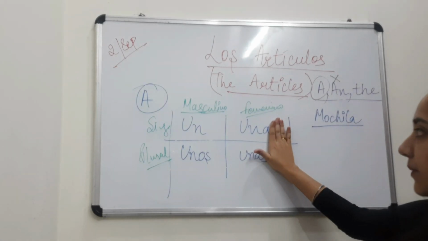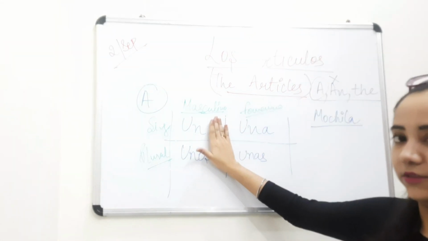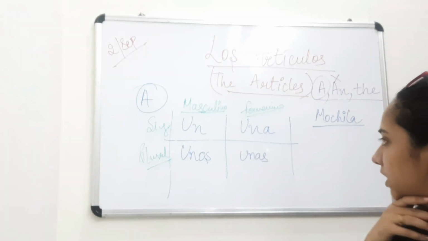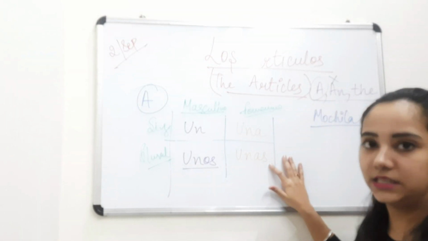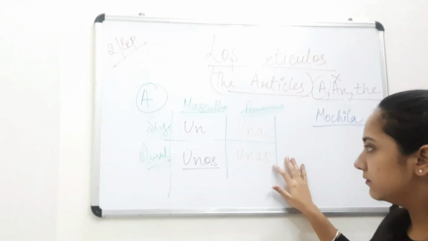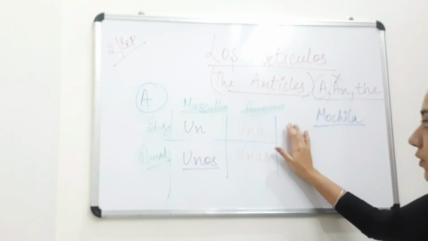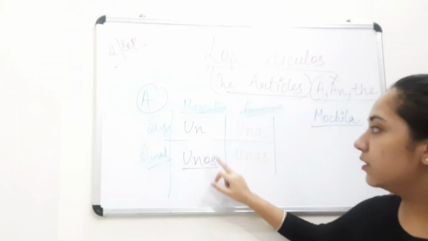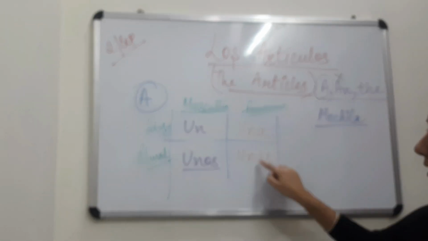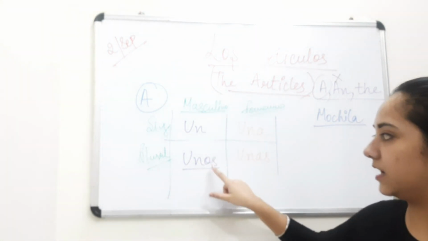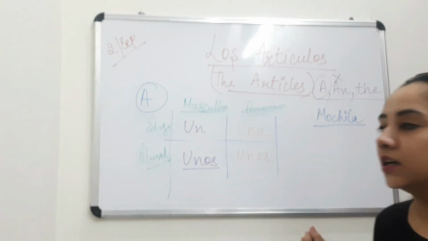So this is the feminine side, this is the masculine side. Okay, I'll do one thing for you. So this una or unas is the feminine. So this is una, un, then unos, una or unas. There is an a here, okay? For feminine you can remember it like this. Here there is an o, and here there is nothing.